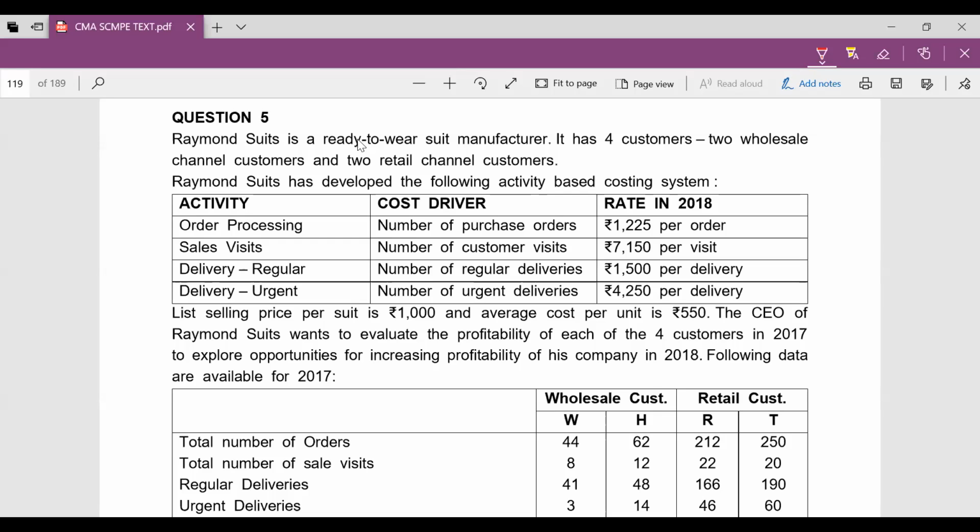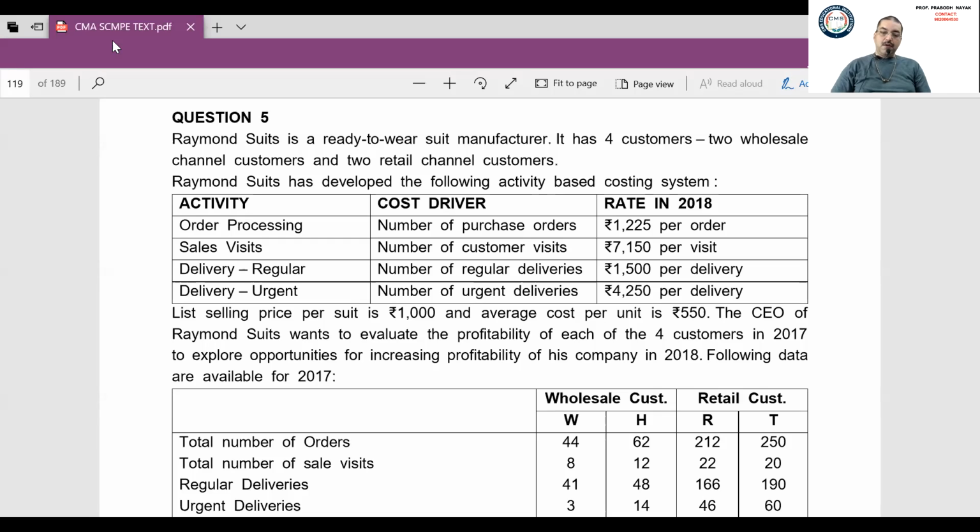So 550 is the cost of goods sold. Then they have given the list selling price. From the list selling price, the list price is also called the catalog price. So the list selling price, that is the catalog price, is 1000 rupees. Cost of manufacture is 550.